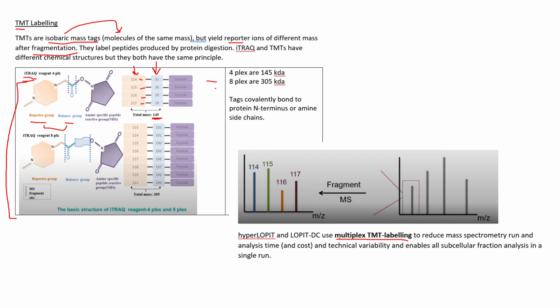iTRAQs and TMTs are pretty much this, but the important thing is that this lets you quantify the relative intensities. For example, you can see over here the relative abundances of each reporter ion, and that lets you see the relative abundances of peptides, because these TMT and iTRAQ tags label peptides that are produced by protein digestion.